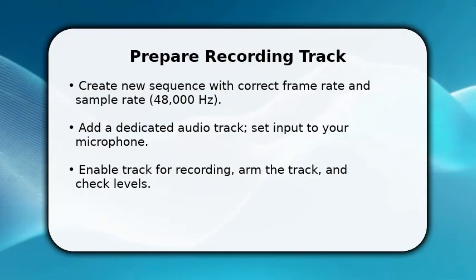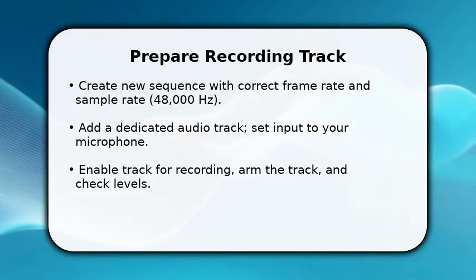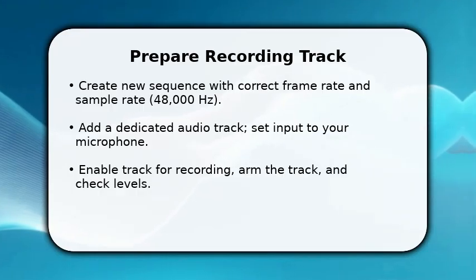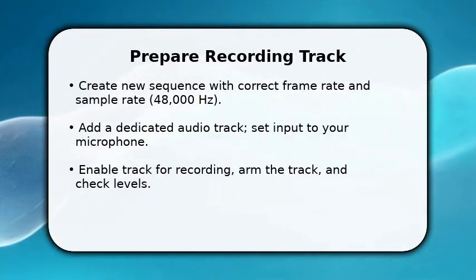You start by preparing a clean recording track so you capture usable audio. Create a sequence with the right frame and sample rate. 48000 Hz is standard. Then add a dedicated mono audio track. Make sure the track input is set to your microphone and arm it for recording. Check levels so peaks sit around -6 dB.